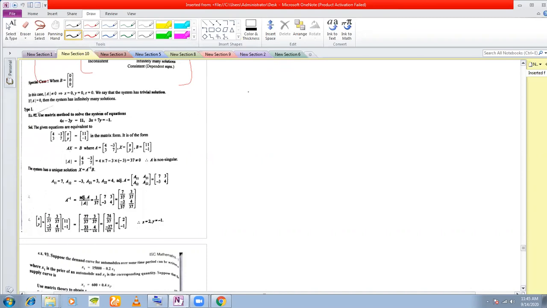Okay. So the question here is solve 4x minus 3y is equal to 11 and 3x plus 7y is equal to minus 1. You need to solve these two system of equations. This time the equations are in x and y only, and there are only two equations given. So let us call this equation 1. Let us call this equation 2.